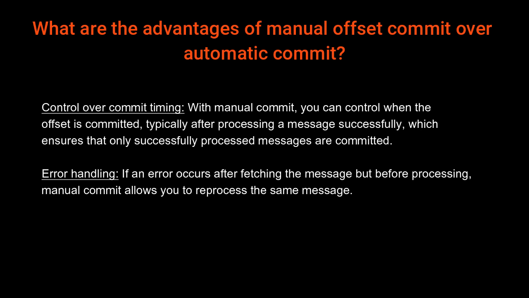The best example to understand this error handling is, suppose we have a consumer that is fetching some messages. It has fetched some messages, and before processing them, somewhere in between the consumer goes down or something breaks. In that case, if we are using manual commit, in the next try the messages which failed after fetching and before processing will be reprocessed. This is the benefit of using manual commit over automatic commit.